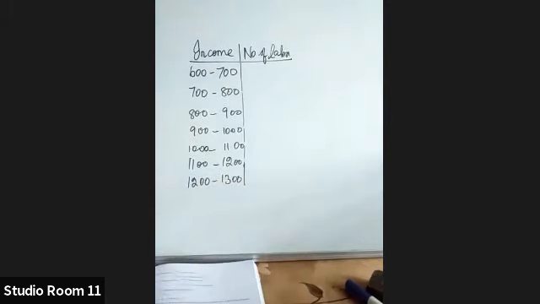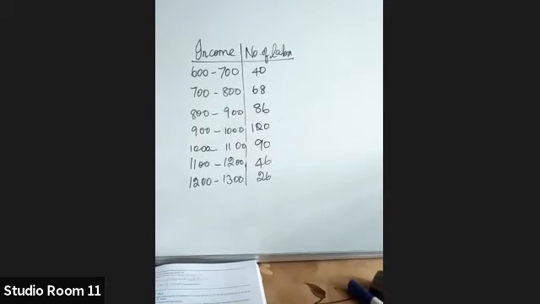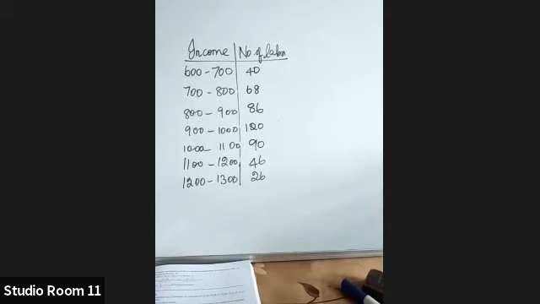Now, once the interval group table is given, first you have to check the sequence. Is it continuous? If it is continuous, the next step is to find the cumulative frequency. Here the table is continuous, isn't it? Then find out the cumulative frequency.